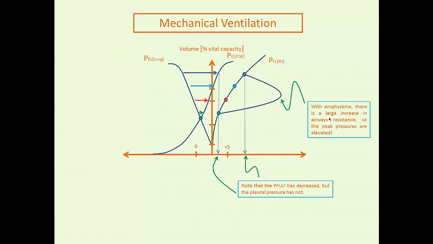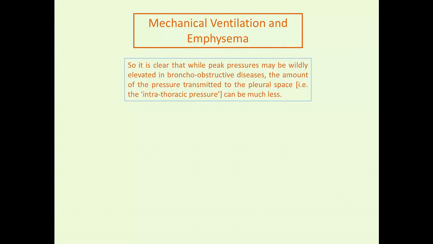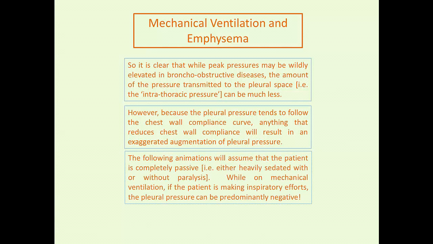With emphysema, there's a large increase in airways resistance, so the peak pressure, again, this is airway pressure here, will be much increased. So while peak pressures may be quite high in the obstructive patient, the amount of this peak pressure that's transmitted to the pleural space, that is the intrathoracic pressure, can be much, much less. Because the pleural pressure follows the chest wall compliance curve, anything that reduces chest wall compliance in these situations will result in an exaggerated increase in your pleural pressure.